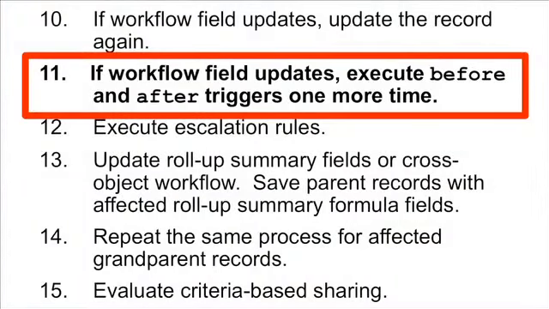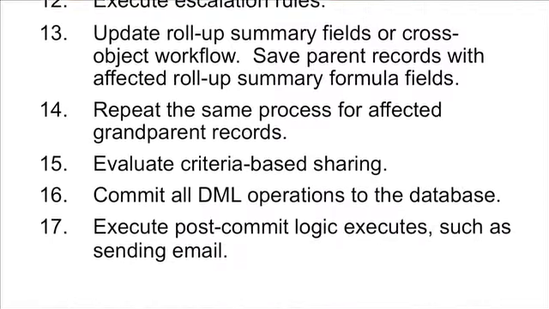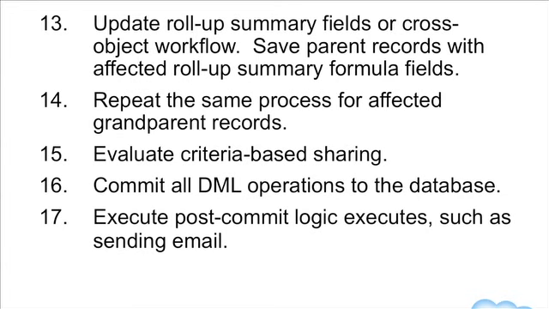We're going to execute our escalation rules. We're then going to do some calculations on roll-up summary fields or cross-object workflow for master detail relationships. Repeat the same process for grandparent records, which are doing the roll-up summaries. We're going to evaluate criteria-based sharing rules to possibly share the records with folks. And then finally, we're going to do step 16, which is the commit.